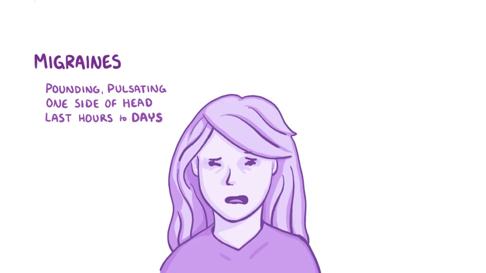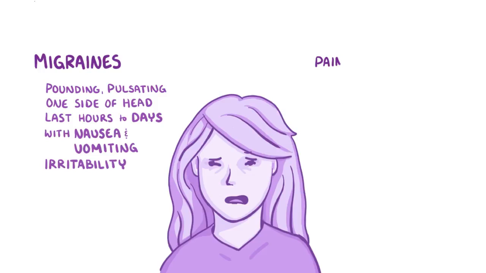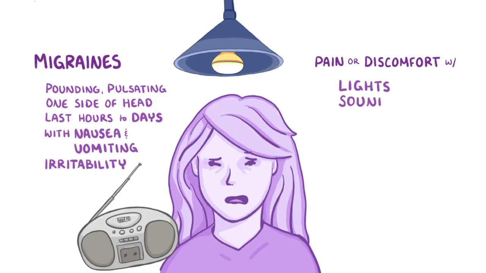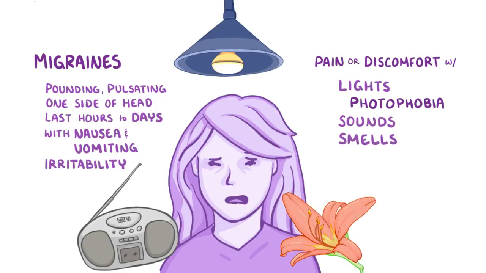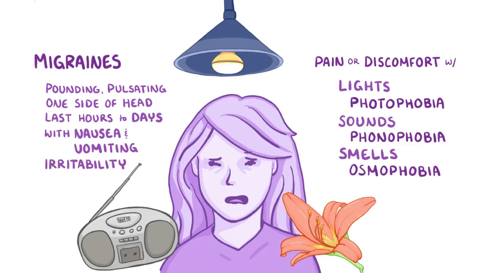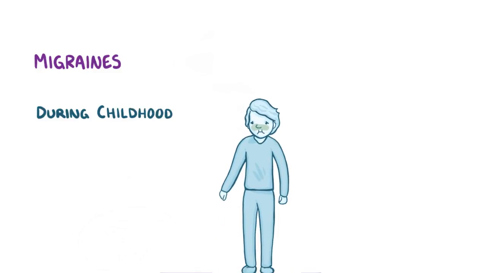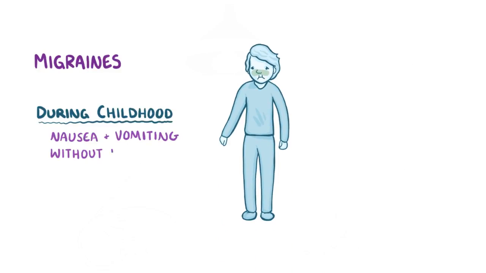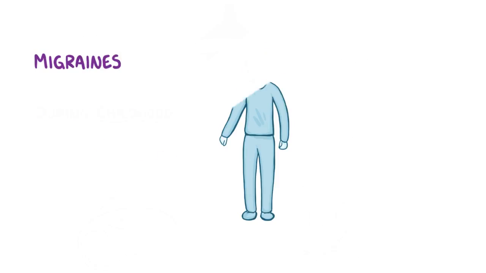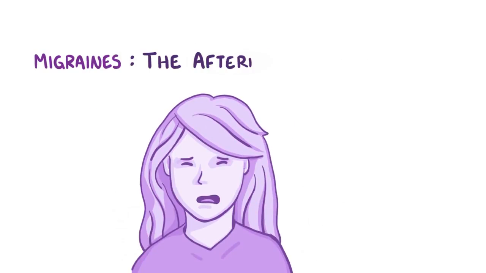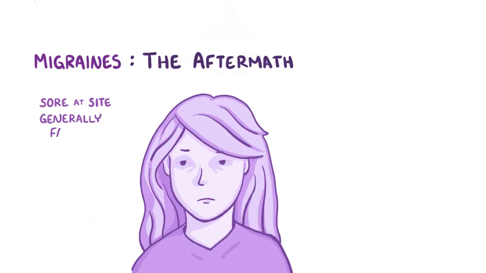As if this wasn't bad enough, these headaches tend to come with nausea, vomiting, irritability, pain, or discomfort with lights, sounds, and smells called photophobia, phonophobia, and osmophobia, respectively. During childhood, individuals can have nausea and vomiting without the headaches, and that's called an abdominal migraine. After a migraine's over, it can leave people feeling sore at the location of the pain and generally fatigued.